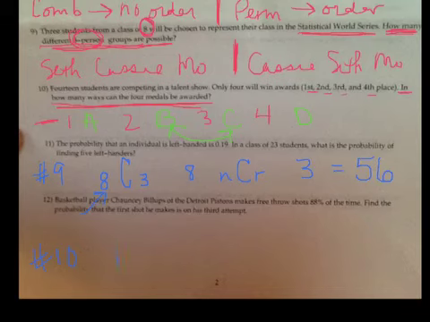In number 10, you have 14 students to choose from. You are picking 4 of them, and it's a permutation because order matters. So you're doing 14P4. When you do that in your calculator, you get 24,024.